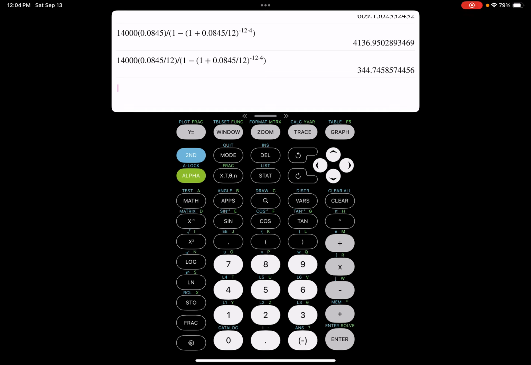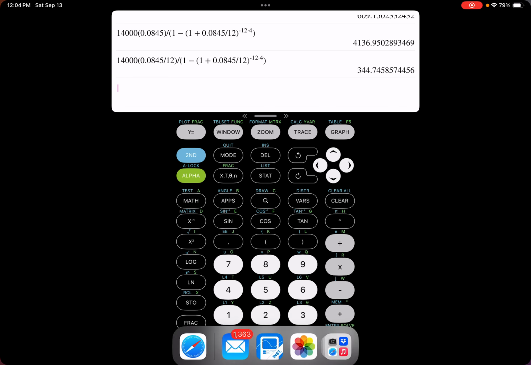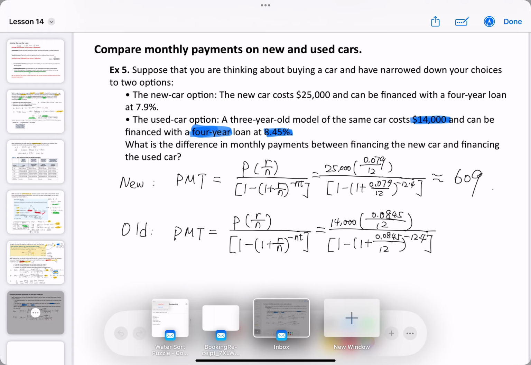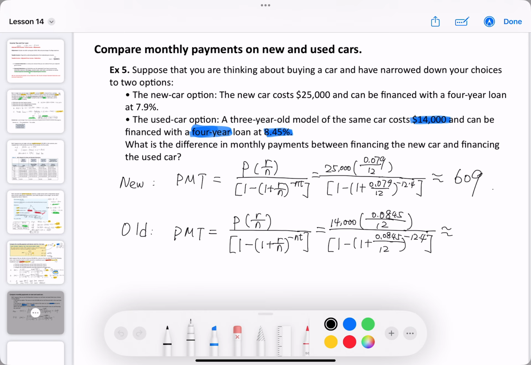So the PMT monthly payment is $345, rounded to the nearest dollar. So what is the difference between the two cars in what I should pay each month? Use 609 minus 345. This is the difference between these two plans. The difference is 264. We pay less on the old car.